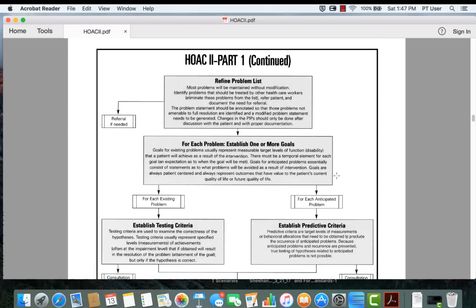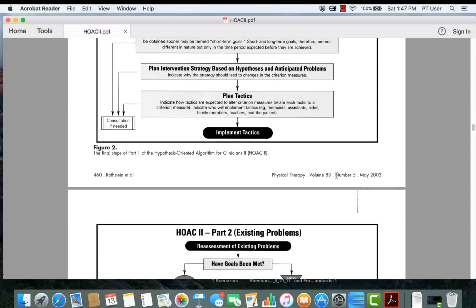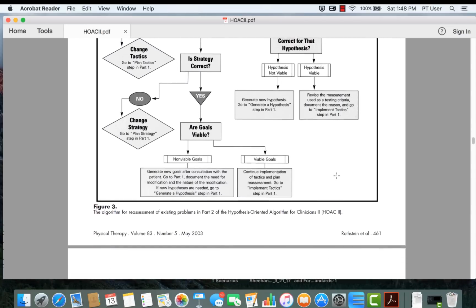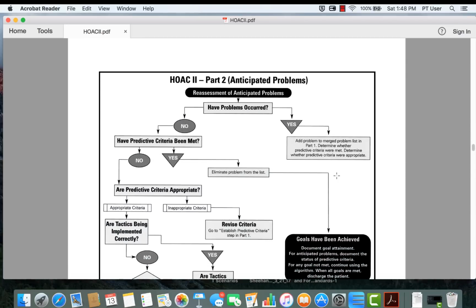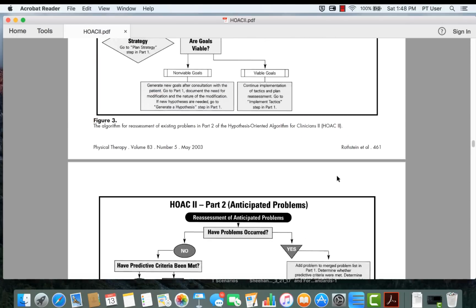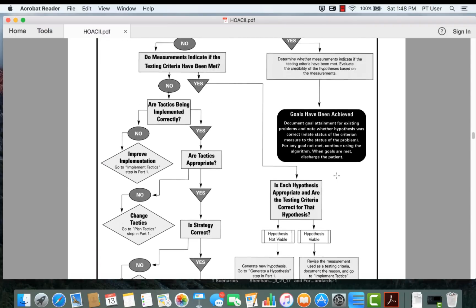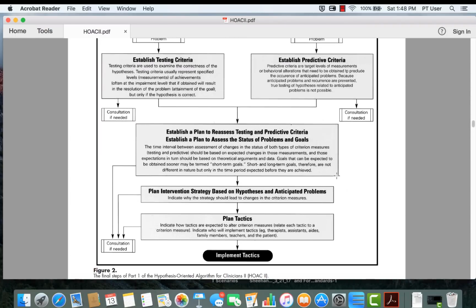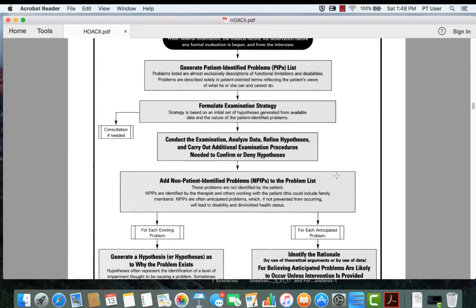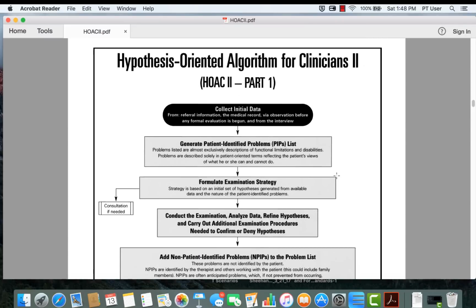and then as we scan through, we get to part 2. Now, part 2 is a little bit more advanced in terms of critical thinking and clinical decision making, creating your own evidence for patient care, and you're not going to quite get there this semester. So we're going to focus our attention on part 1.